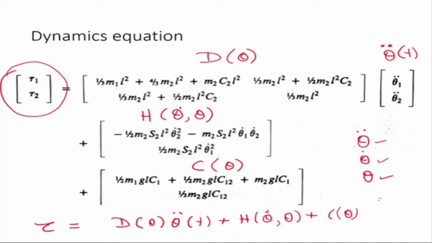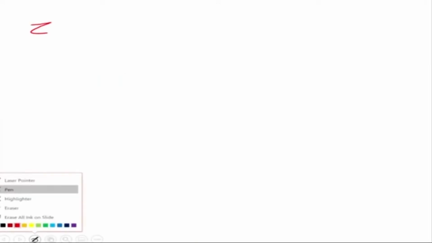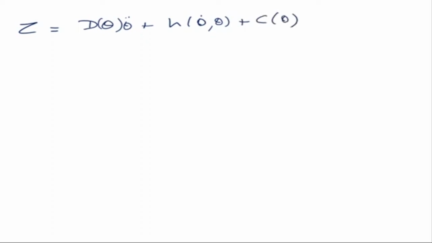Okay, so how do we start? Now let me write the dynamic equation like this: what is known and what is not known. So let me change the color. What is known: tau of t is equal to D of theta, theta double dot, plus h of theta, theta dot, plus c of theta. Okay, this is my dynamic equation.